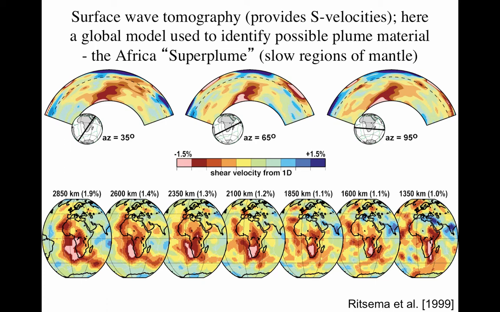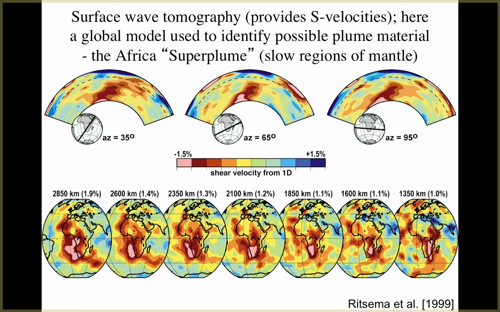Here, looking at cross-sections through the Earth on the top slice, and looking at depth slices, that is, spherical sections at different depths in the mid-upper mantle, all the way down to the core mantle boundary, we can see there are very large-scale features in the mantle that help to drive tectonics at the surface.